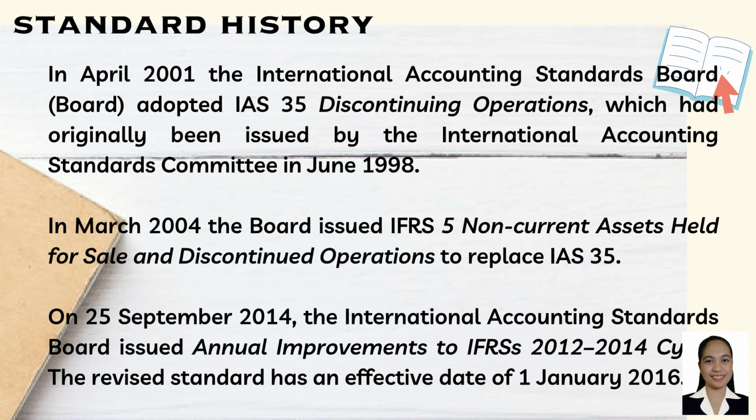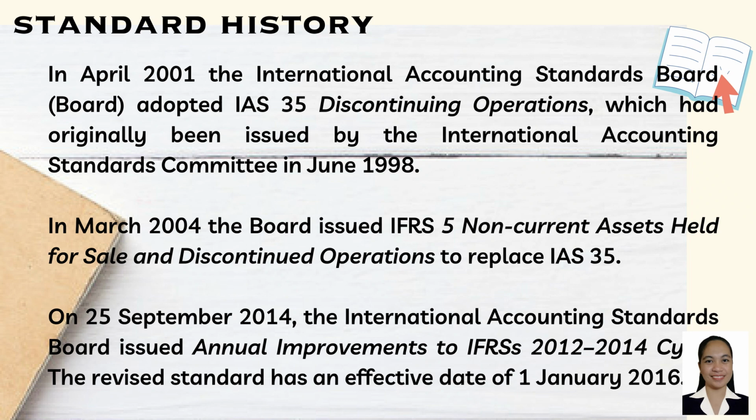Then let's go to the standard history of this IFRS 5. So, sinasabi dito na in April 2001 daw, the International Accounting Standards Board or the IASB inadapt nila yung IAS 35, which is the discontinued operations, which had originally been issued by the International Accounting Standards Committee in June 1998. So, in March 2004, the board issued IFRS 5, which is the non-current assets held for sale and discontinued operations, to replace IAS 35. So, na-replace yung dating IAS 35 ng IFRS 5 na ngayon.